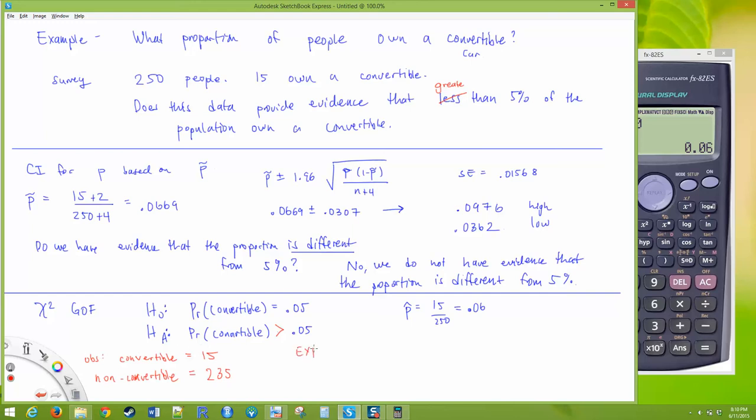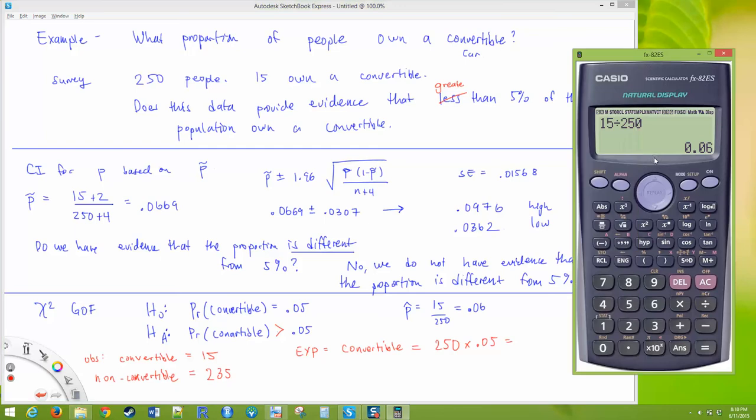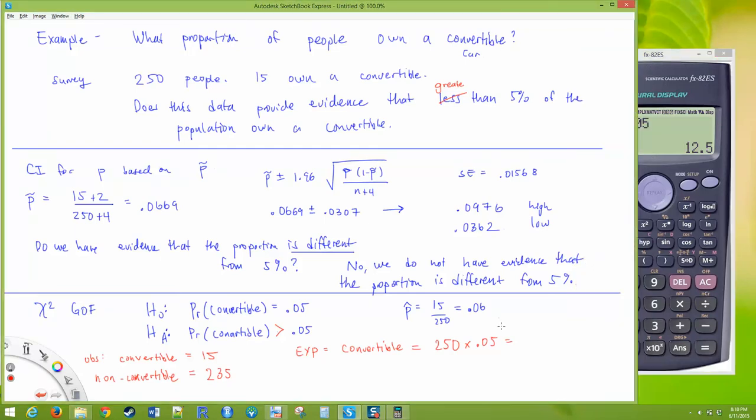My expected for convertible would be n times p, or 250 times 0.05. Okay? 250 times 0.05 gives me 12.5. I'm expecting 12 and a half convertibles, and non-convertible would then be 237.5. So that it adds up to 250.